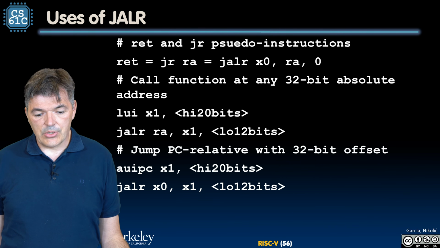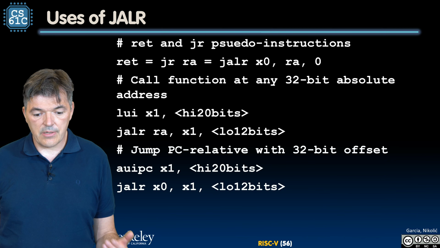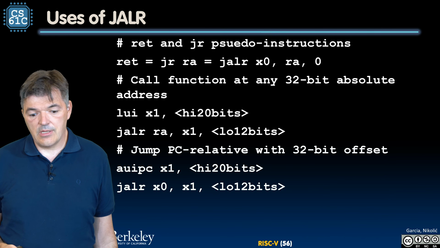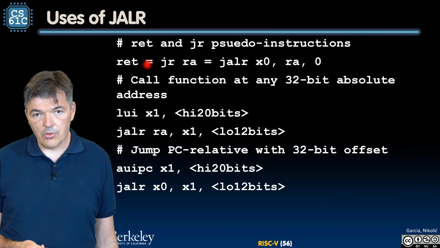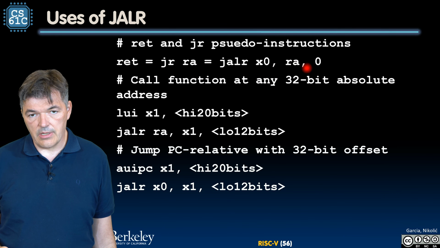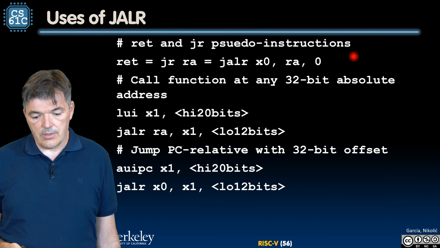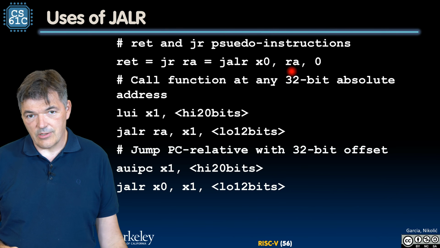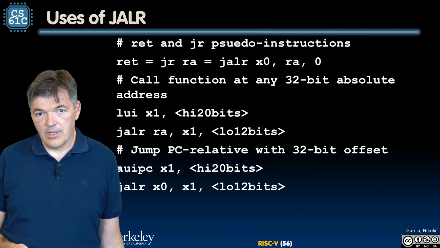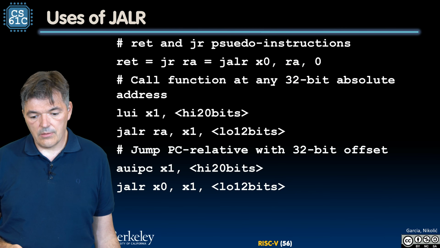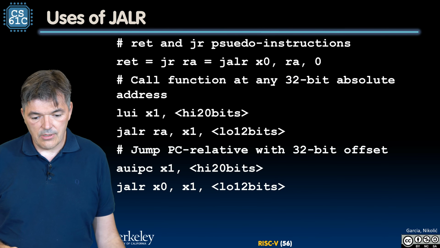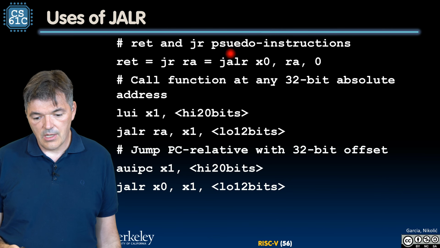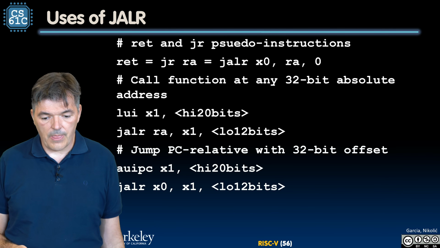Here are a couple of examples of use of Jalr. The one that we have already seen is a return, or JR, jump register, with a return address. That is essentially Jalr X0, RA, and a 0. So our source is the RA, we are returning to our return address. We don't need to save the destination. We don't have to save the current PC, and our offset is 0.